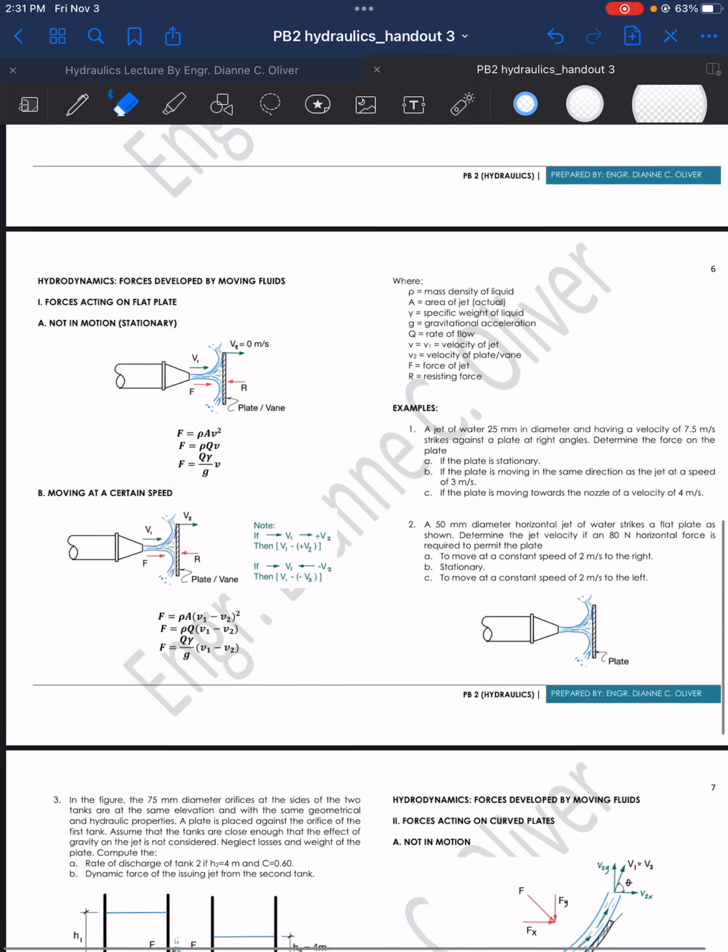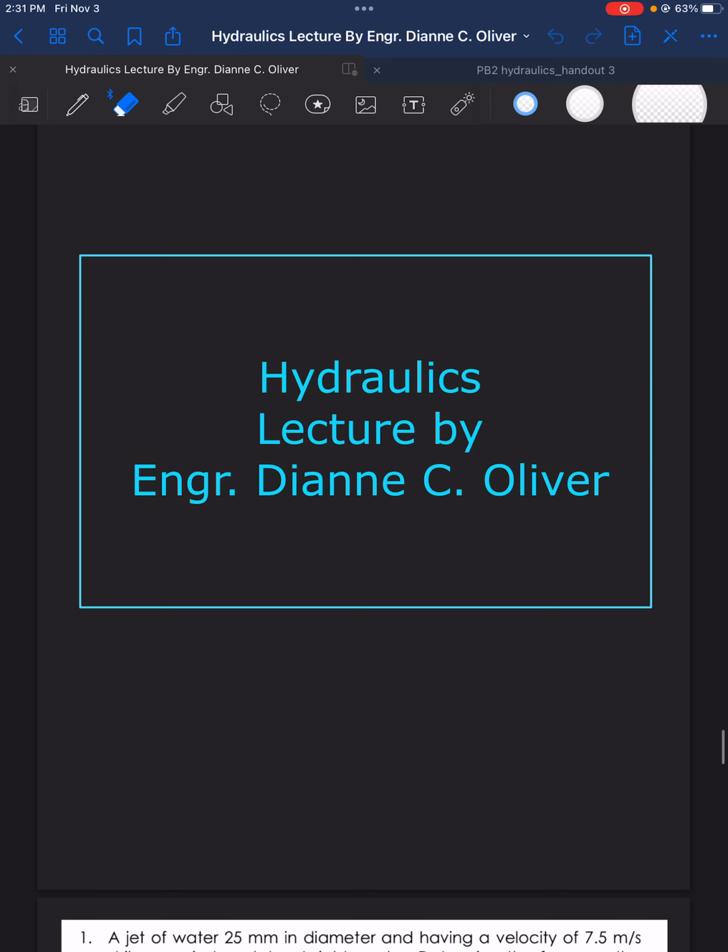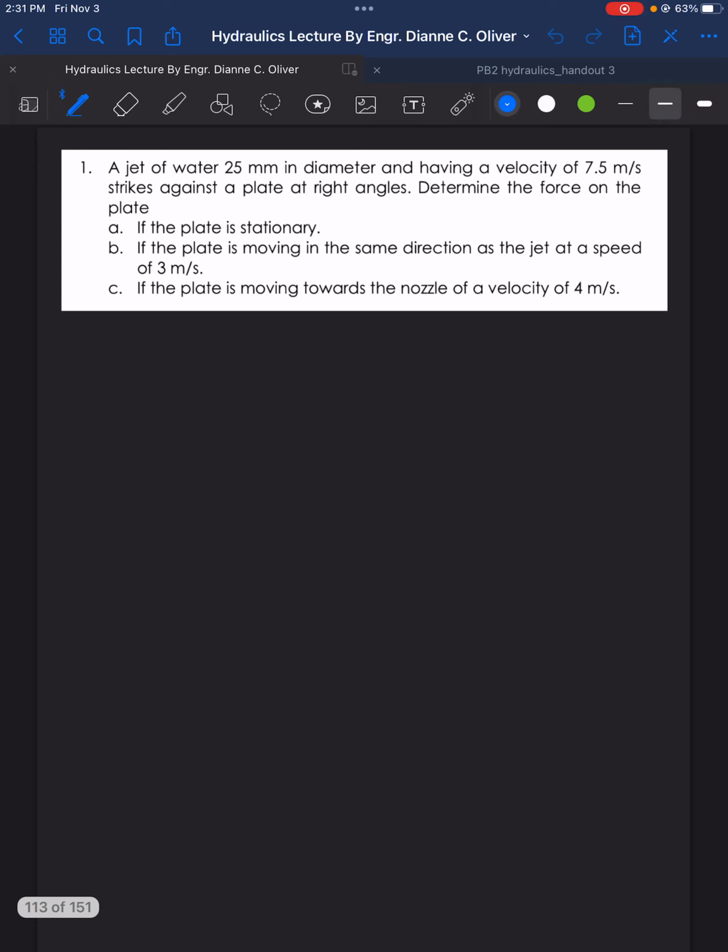in solving for the 3 examples here in our handout. For number 1, a jet of water 25 millimeters in diameter and having a velocity of 7.5 meter per second strikes against a plate at right angles. Determine the force on the plate. Letter A, if the plate is stationary. B, if the plate is moving in the same direction as the jet at a speed of 3 meters per second. And C, if the plate is moving towards the nozzle at a velocity of 4 meters per second.